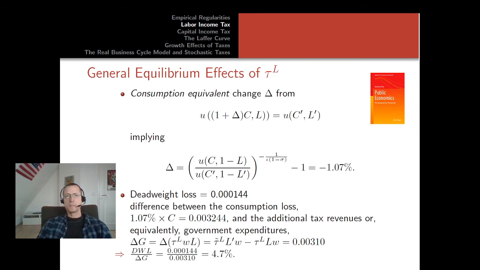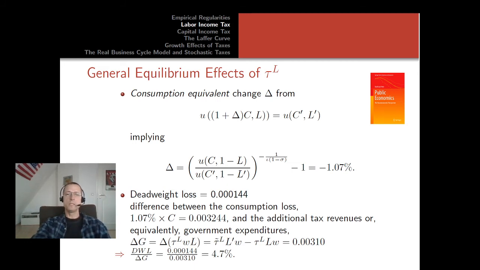Now, with the help of this consumption equivalent change delta, we can compute the deadweight loss. The deadweight loss is the difference between the consumption loss, so 1.07% of consumption C in the old steady state, amounting to 0.003244, and the additional tax revenue. The additional tax revenue is the new labor income tax tilde tau L times the new labor supply L prime times the wage rate W, which we assume to be constant, minus the old labor income tax tau L times W, and this amounts to 0.00310. So the difference between the loss in consumption and the tax revenue amounts to 0.000144. And relative to the tax revenue, this amounts to 4.7%.